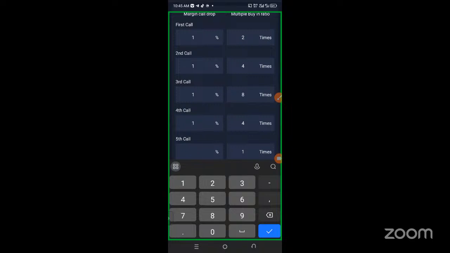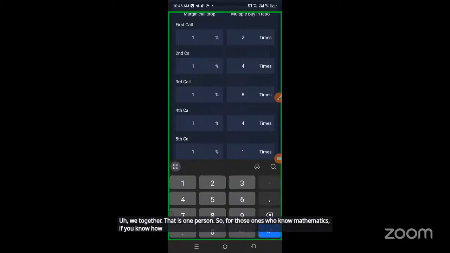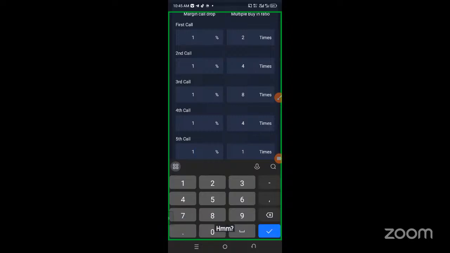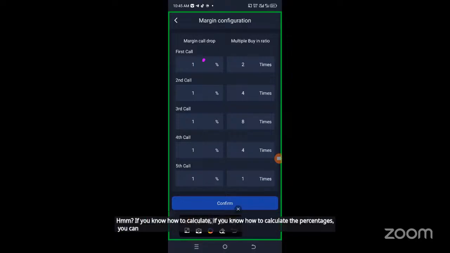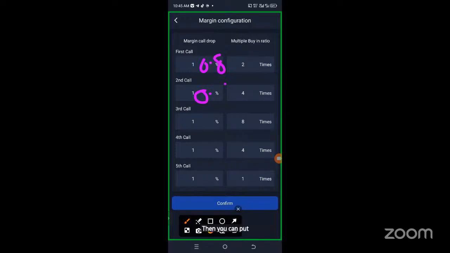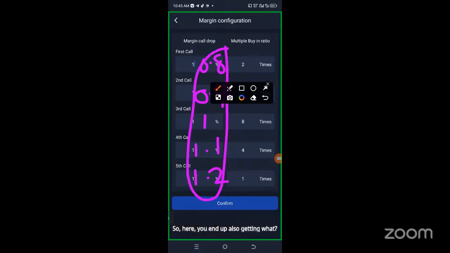Are we together? That is 1%. So for those who know mathematics, if you know how to calculate the percentages, you can put here 0.8, then 0.9, then 1%, then 1.1 and 1.2. So here you also end up getting a 5% drop.